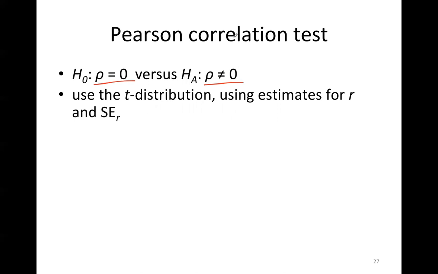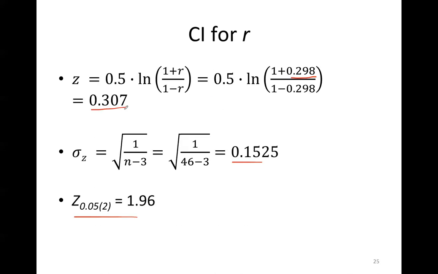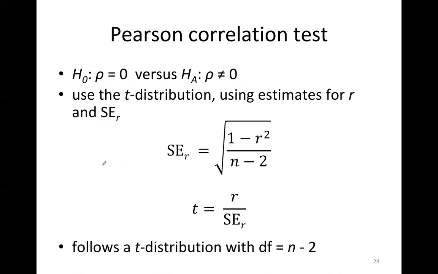And the Pearson correlation test is in fact pretty straightforward. It uses the t distribution, and we calculate the t statistic itself to compare with the t distribution using R and the standard error of R. And the standard error of R, so don't confuse, here we saw the standard error of Z, or standard deviation of Z. Here we have the standard error of R, and that standard error has this formula. Again, we won't be learning how the formula is derived, but simply it is a function of R and N.